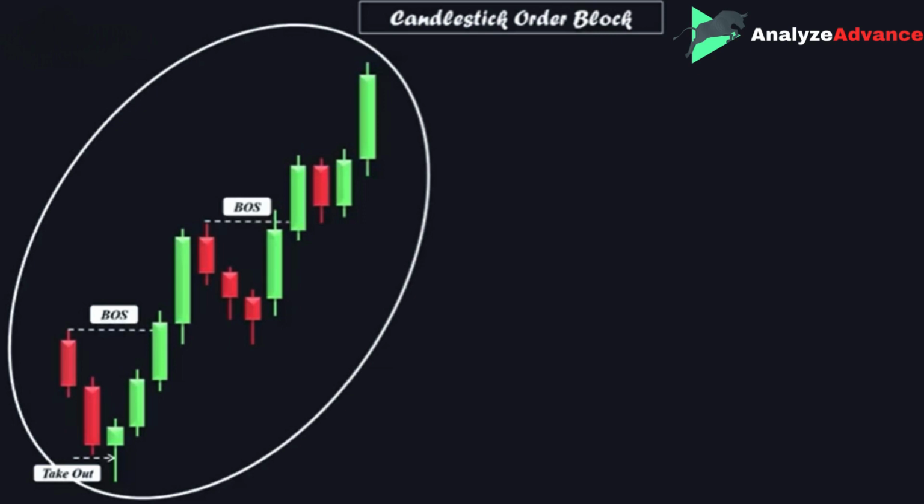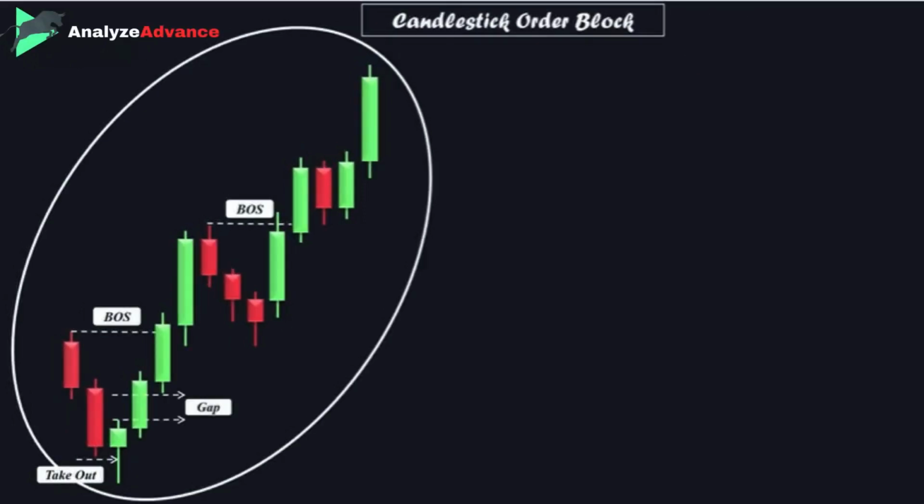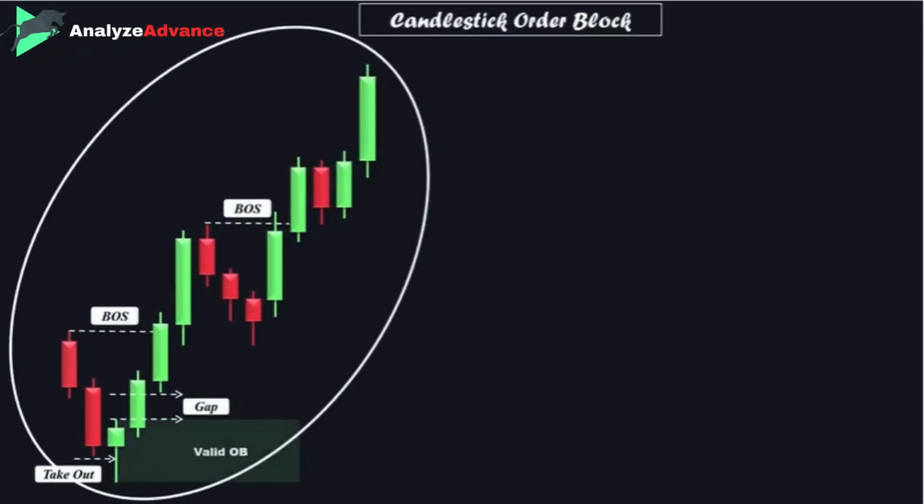If we look at this three-candle sequence, we see that the upper wick of the first candle and the lower wick of the third candle do not overlap the whole body of the middle candle. Here we have a gap between the candles representing the imbalance. Since the criteria for a valid order block are met here, this candle represents a valid order block.